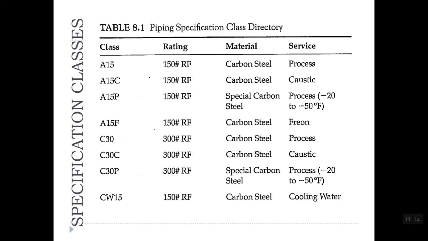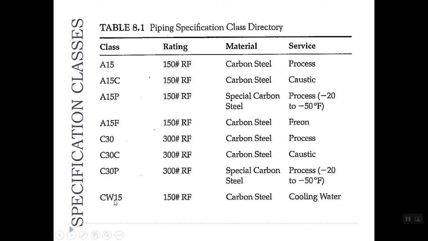So here are some examples of specification classes. The class is A15. A15 relates to when we are working with 150-pound raised face flanges in a carbon steel process system. Now, if we were working in 300-pound pressure, the specification class for that, the group of rules associated with that, is called Class C30. Again, it relates to a 300-pound system with raised face flanges, carbon steel, and again, it's a process system, maybe fractionation, maybe distillation. Other processes have different requirements, so there are a bunch of specification classes, and here's just a few of them.